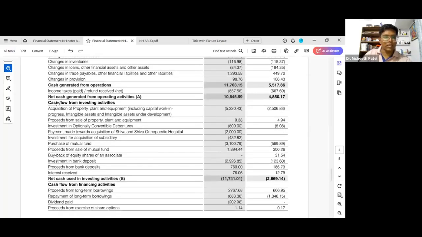If we look at the cash flow from investing activity, they have acquisition of property, plant, equipment of around 5,220 million.